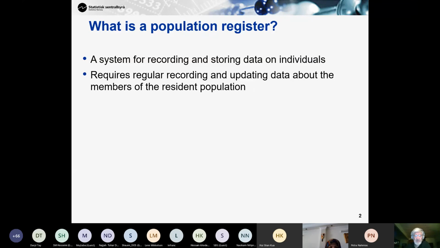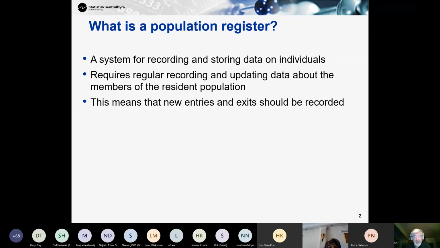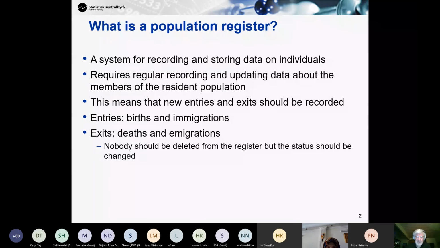And here I say the resident population. Some countries have registers of citizens, but it doesn't really cover the total population. And this means that new entries and exits should also be recorded, not just new births, for example. The entries are births and immigrations, and immigrations is a tricky event because most births are recorded in civil registration systems, at least good systems. And the exits are deaths and emigrations, and that is much trickier, especially emigrations.